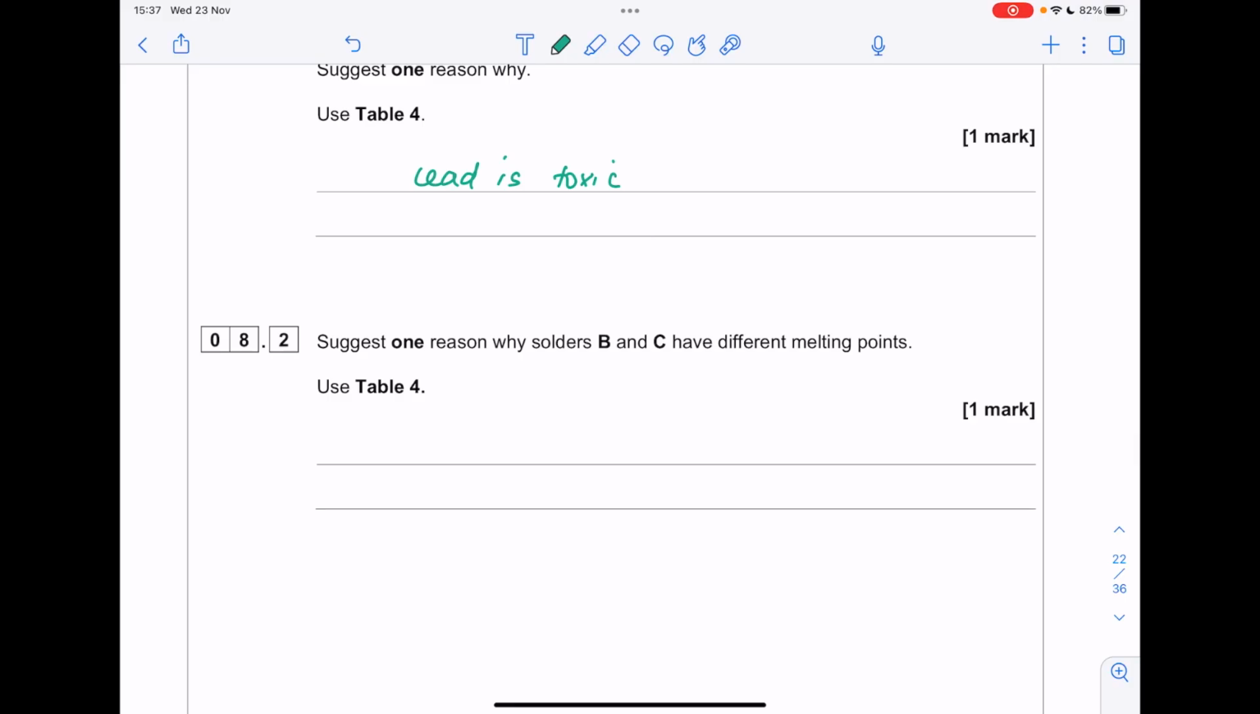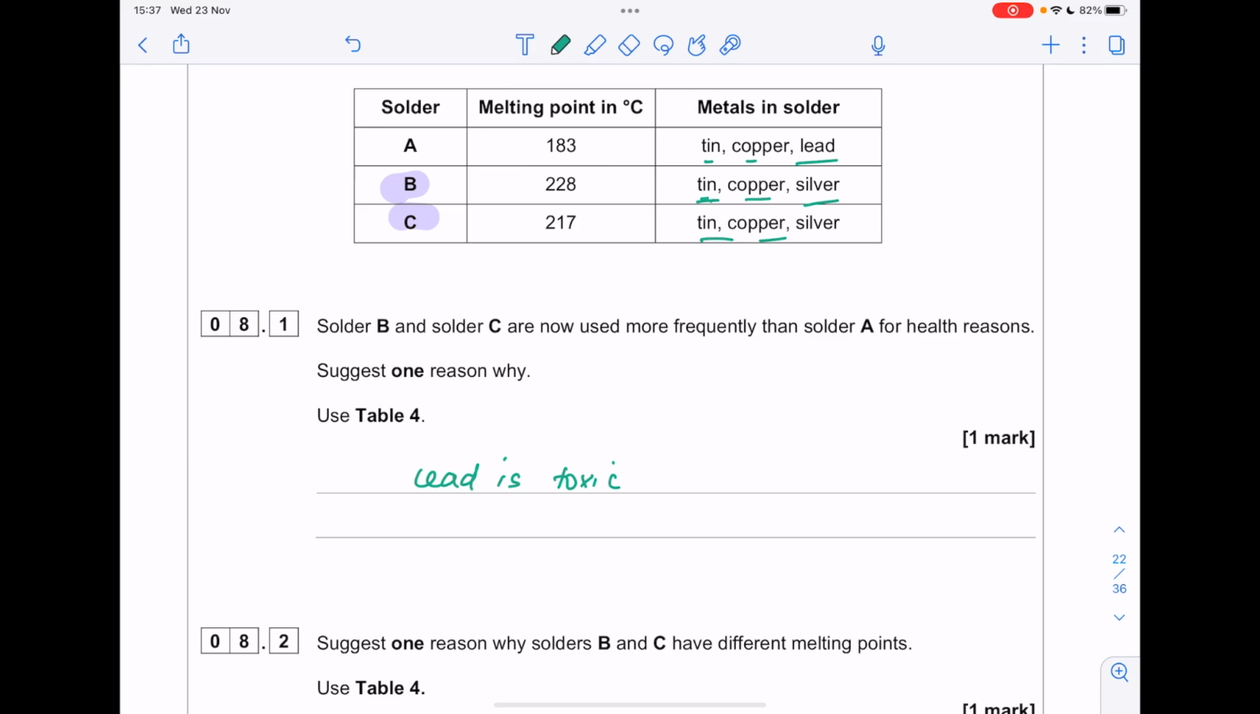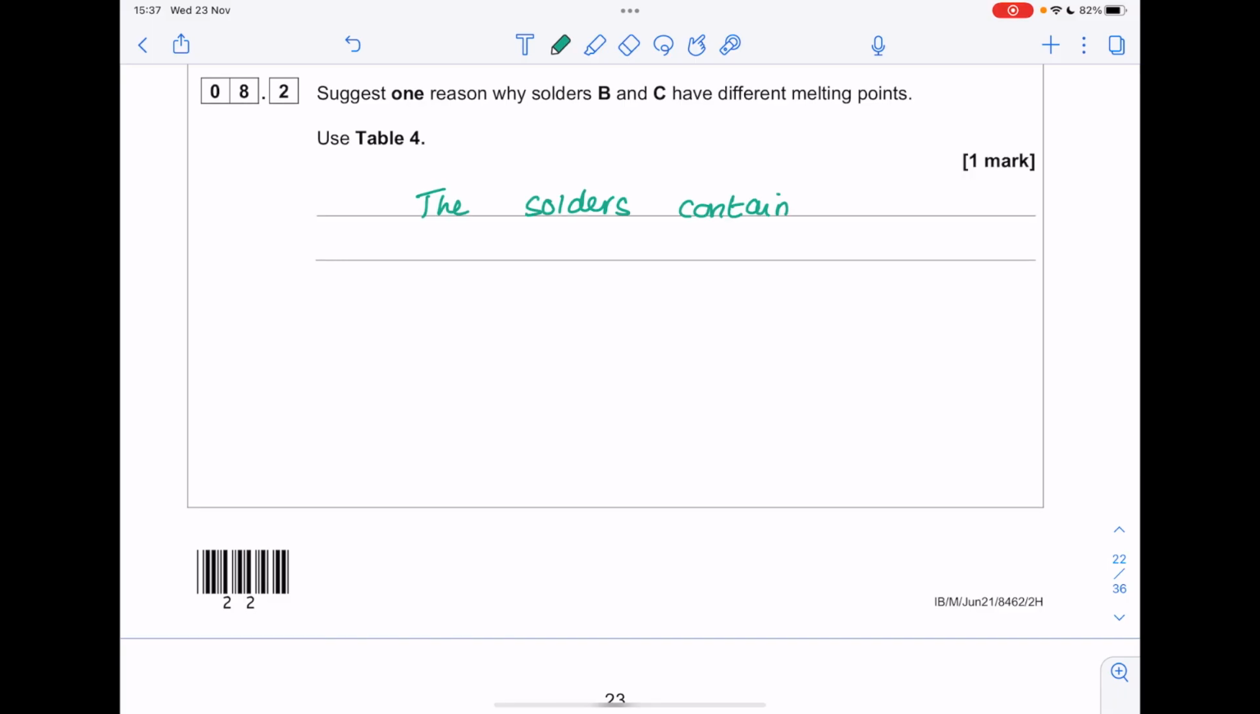Suggest one reason why solders B and C have different melting points. It will be to do with the proportions of metal used, because remember, different metals have different melting points.